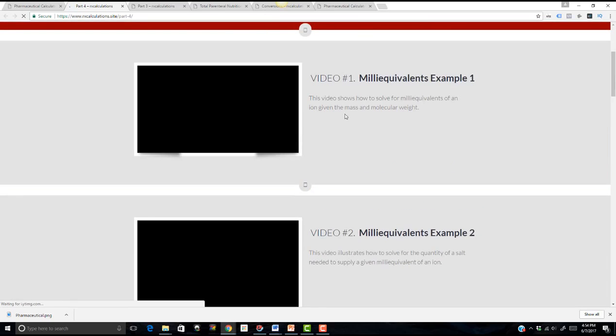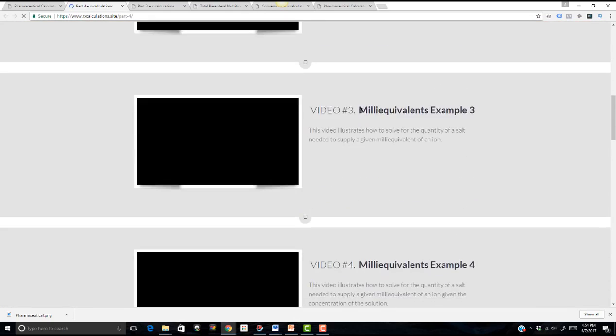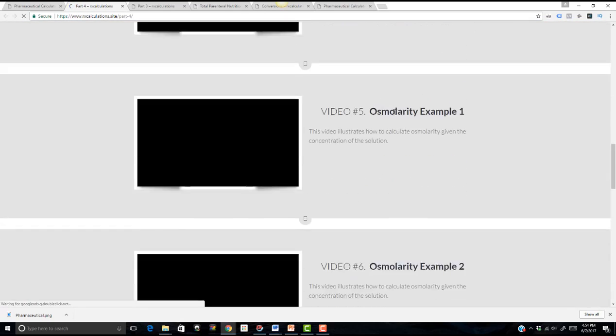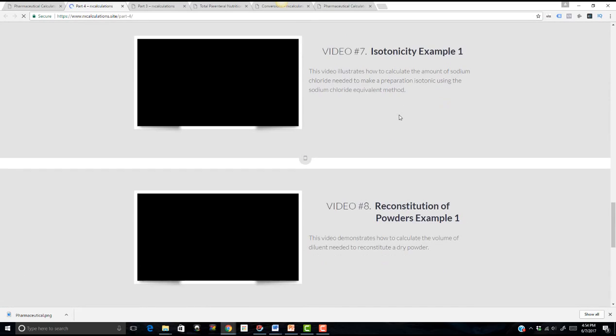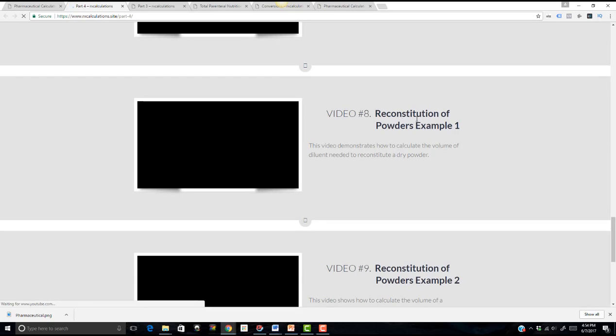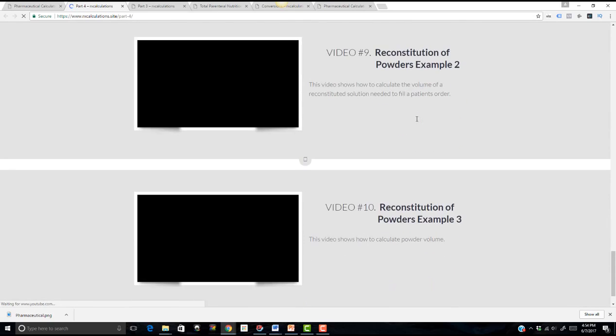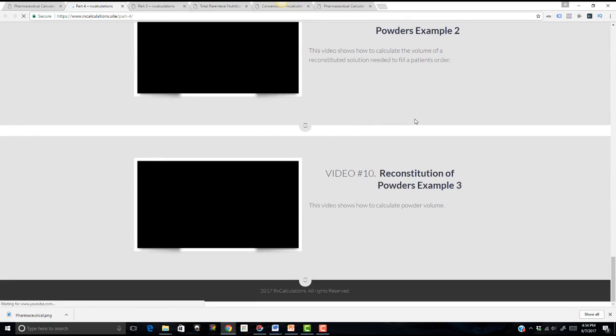like I was saying. So we have 4 examples for milliequivalence. We have 2 examples for osmolarity. We have 1 example for isotonicity. 3 for reconstitution of powder. So a total of 10. So this is a lot of good stuff in this particular section.